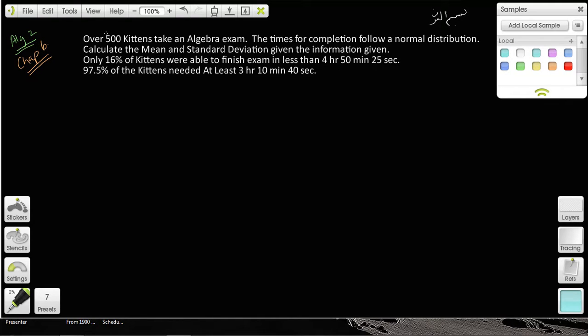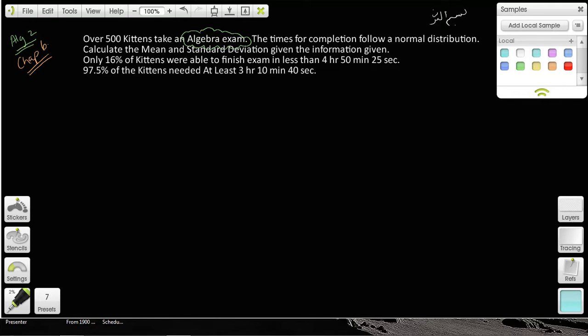The question reads: over 500 kittens take an algebra exam. Now, what are kittens doing taking algebra exams? I don't know, but they are taking the algebra exam, and darn it, they're determined. So we have 500 kittens taking an algebra exam. The time for completion, and this does not include their little potty breaks and getting some water or tissue or whatever, follows a normal distribution.